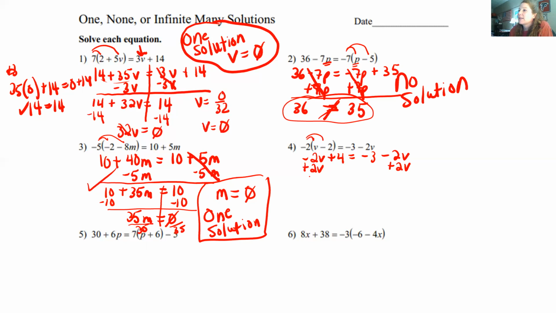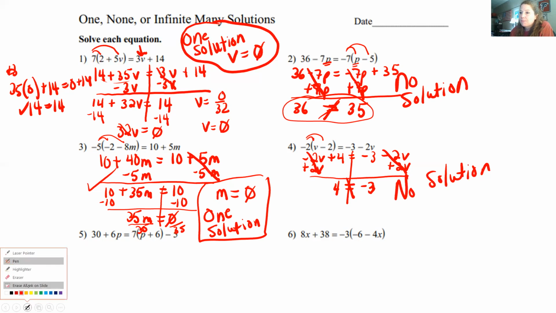What happens, it makes my variables on both sides cancel. Do you see that? So I bring down 4 and I bring down -3. And I get a statement here that says 4 is equal to -3. Do they have the same value? No, of course not. So that means there's no solution. No solution. All right, I'm going to erase this stuff so we can see a little better.